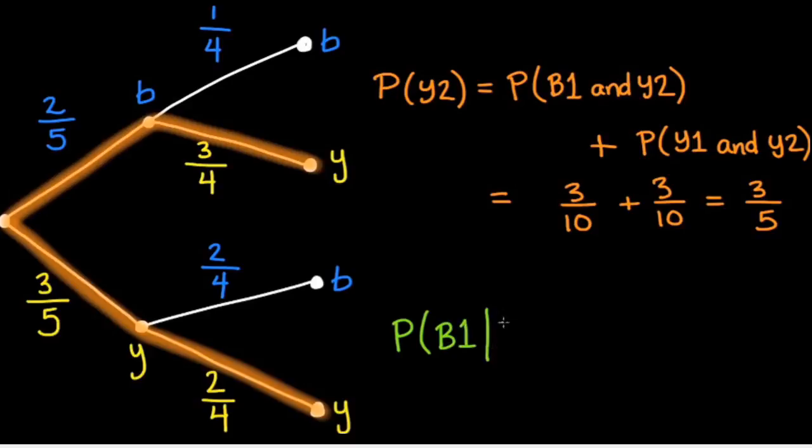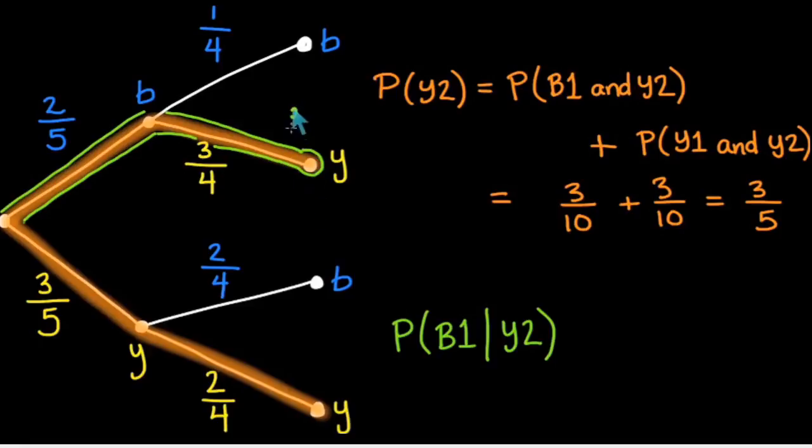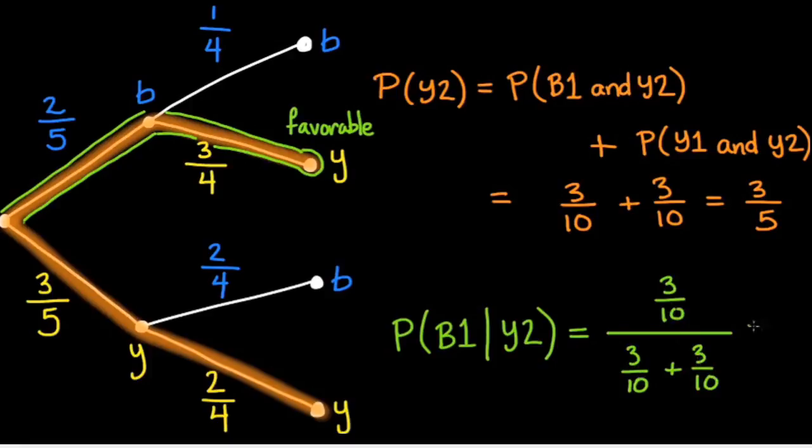Because we are conditioning on the event that the second marble drawn is yellow, our sample space is restricted to these two paths. Of these two paths, only the top one meets our criterion, that the blue marble is drawn first. We represent the probability as a fraction of favorable to possible outcomes. Hence, the probability that the first marble drawn is blue, given that the second marble drawn is yellow, is 3/10 divided by 3/10 plus 3/10, which works out to 1/2.